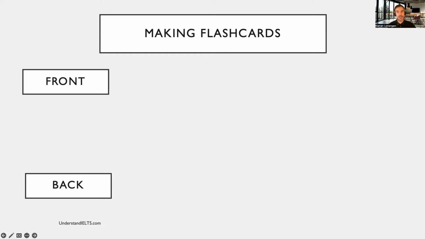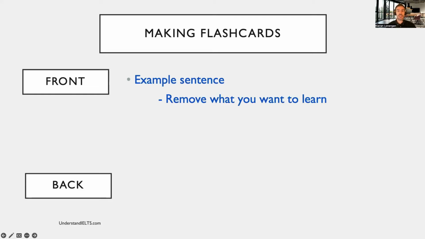So when you open Anki and you create your cards, you will have an option to put things on the front of the card and on the back of the card. On the front of the card, for flashcards that you make when you want to learn grammar, you need to have an example sentence, just like when you are learning advanced vocabulary. And then you need to remove the structure or the word or the thing that you want to learn, basically.